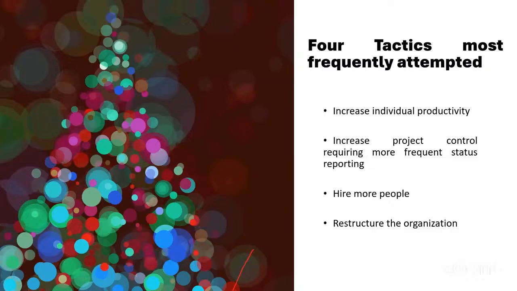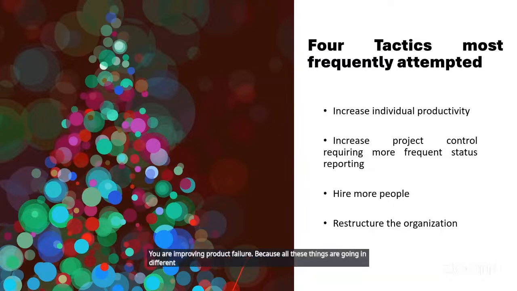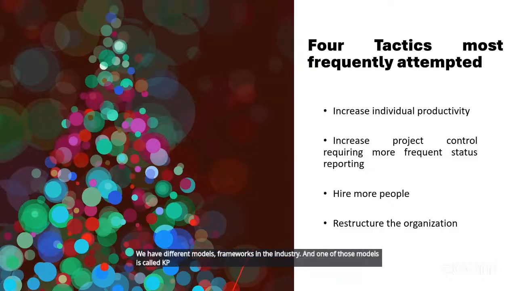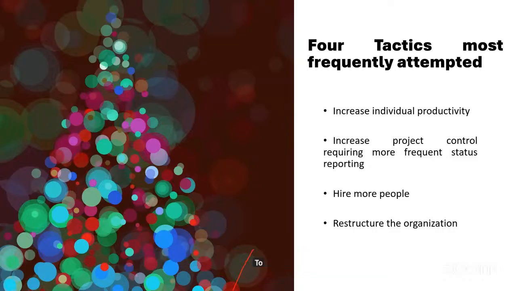But you can see that using these tactics to improve project success does the exact opposite. Instead of improving project success, you are improving project failure because all these things are going in different directions. There is nothing which ties them together and the project slowly starts failing. So to address all these challenges, all these issues and other problems, we have different models and frameworks in the industry. One of those models is called KPPM, and that is what we are going to learn in this one-day program, where you learn how to use Kanban to effectively manage all these things.